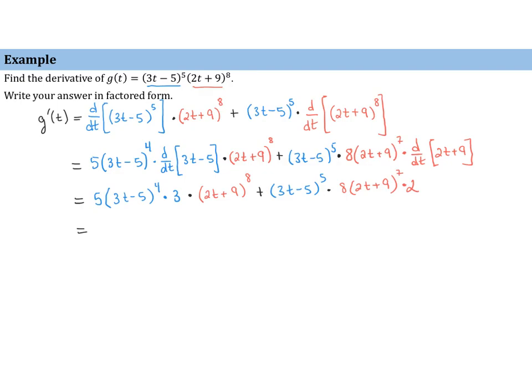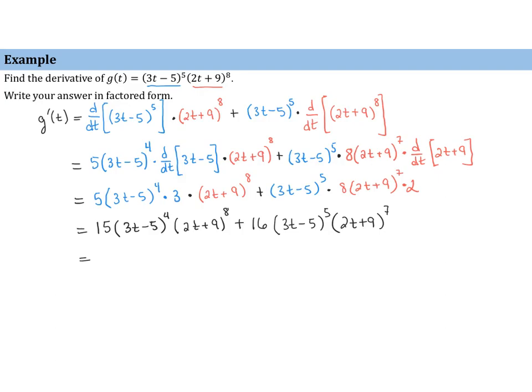The first quantity, this particular item, will be 15 times (3t minus 5) raised to the 4th power times (2t plus 9) raised to the 8th power, plus, now we'll look at the second quantity. So we have 16 times (3t minus 5) to the 5th, (2t plus 9) to the 7th.